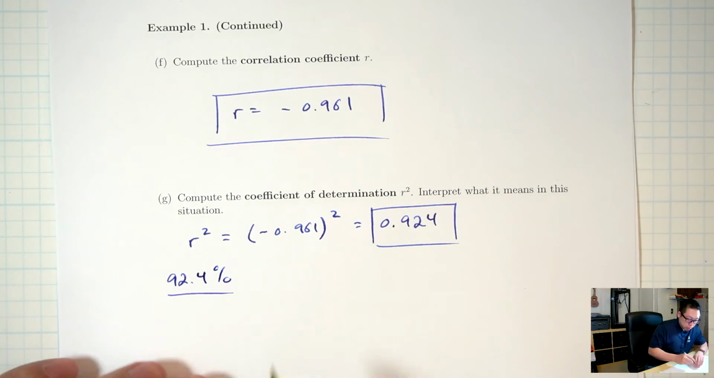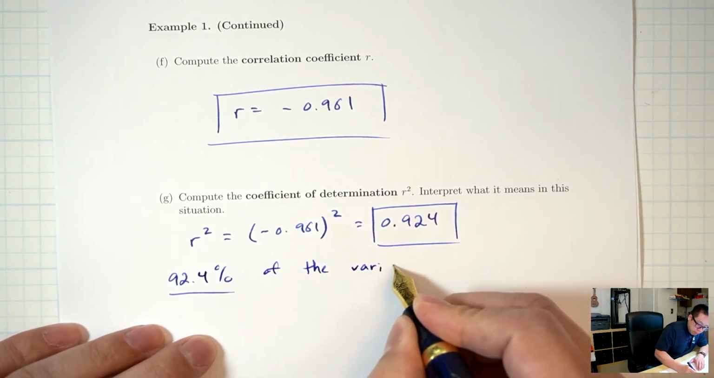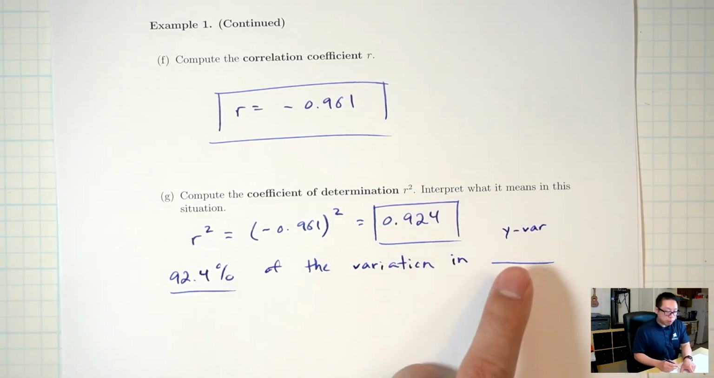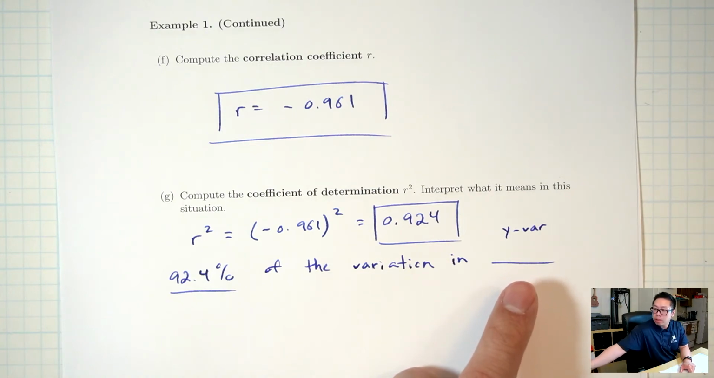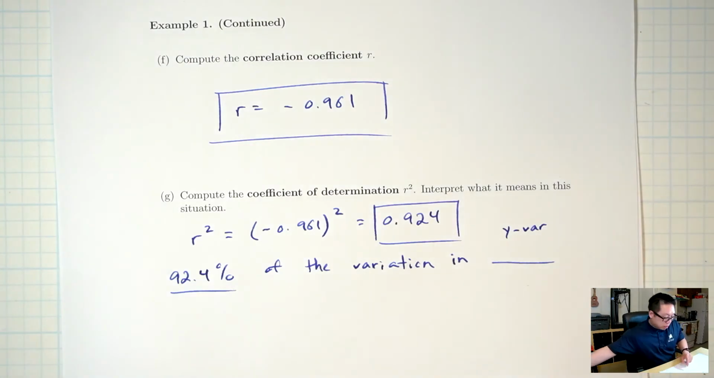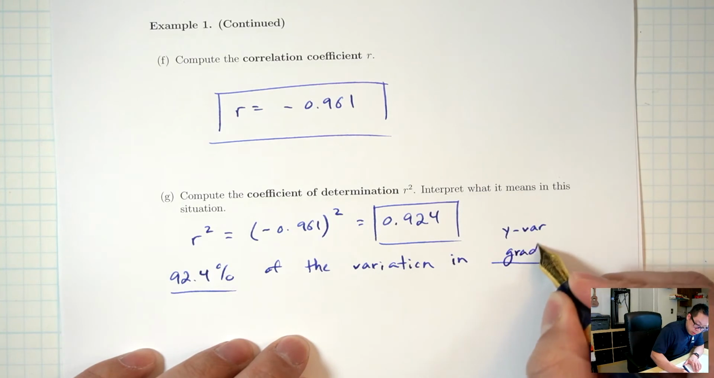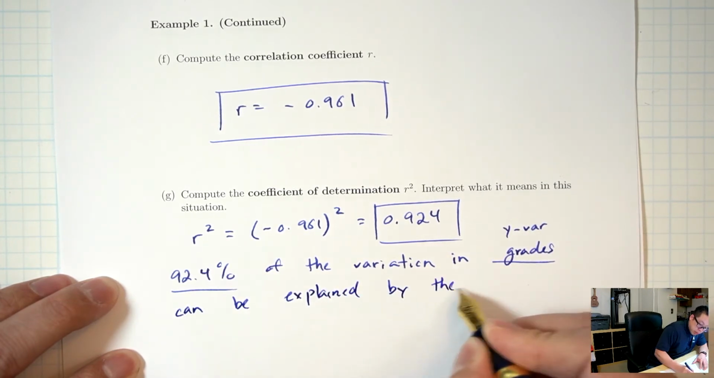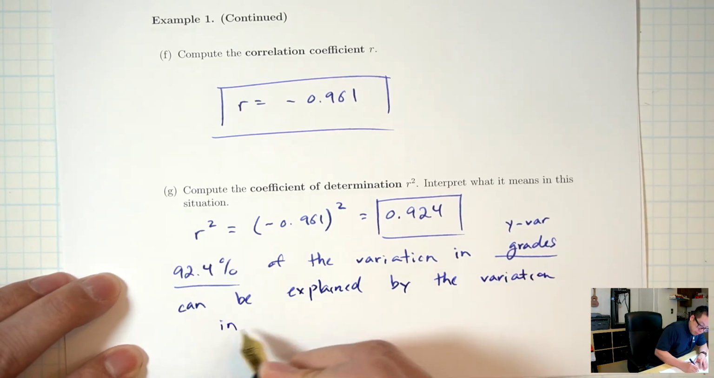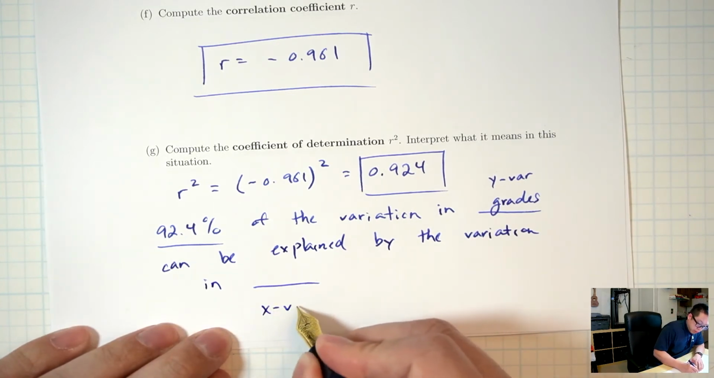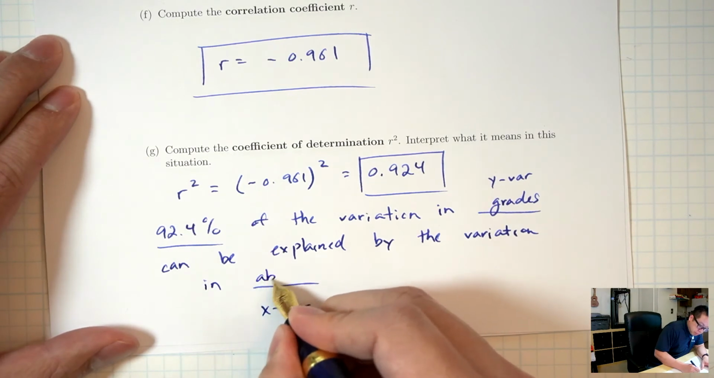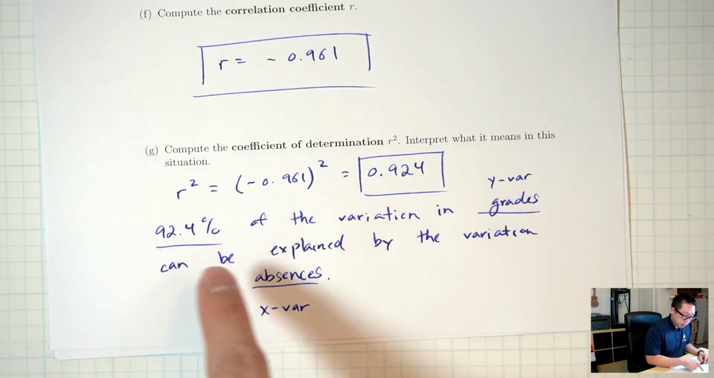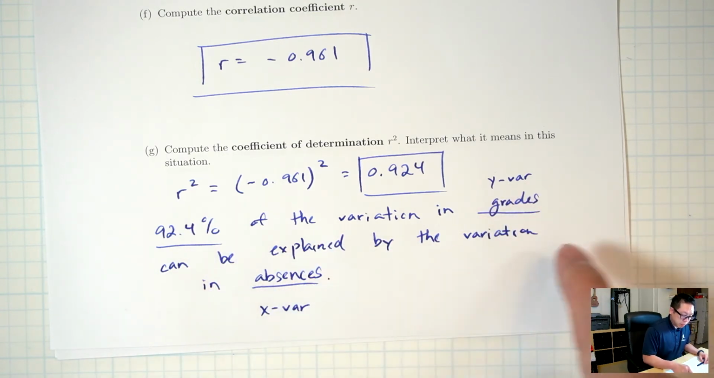So I want 92.4% of the variation in, and you're going to write the Y variable right here. Our Y variable here was which one? Absences or grade? It was grade. So 92.4% of the variation in grade can be explained by the variation in, and then you're going to fill in your X variable here. Our X variable was absences. And that's the interpretation that I want you to write for all of these. Convert the R squared to a percent: of the variation in, fill in your Y variable, can be explained by the variation in, fill in your X variable.